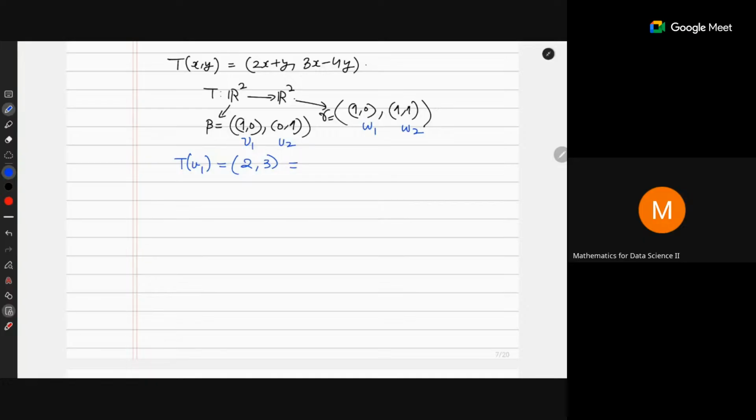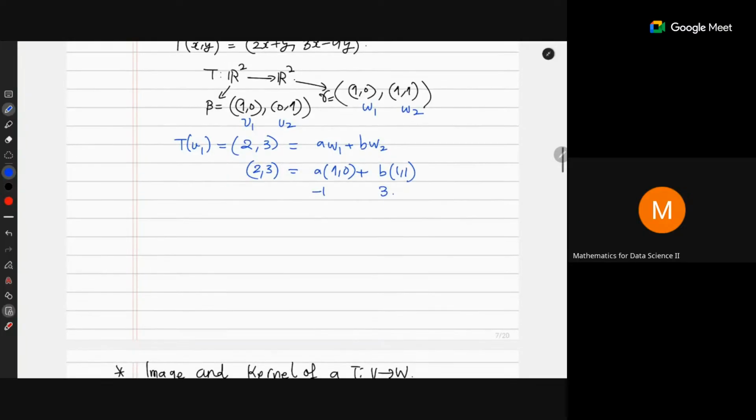And if you try to express it in terms of W1, W2, let's say this is A times W1 and B times W2. So what will you get? You will get (2, 3) equal to A times (1, 0) plus B times (1, 1). And it will give you a system of linear equations. You can either solve that or directly write down the values of A and B. Can anyone tell me what A and B will be? A is minus 1, B is 3. All right, correct. So it is minus 1 and 3.